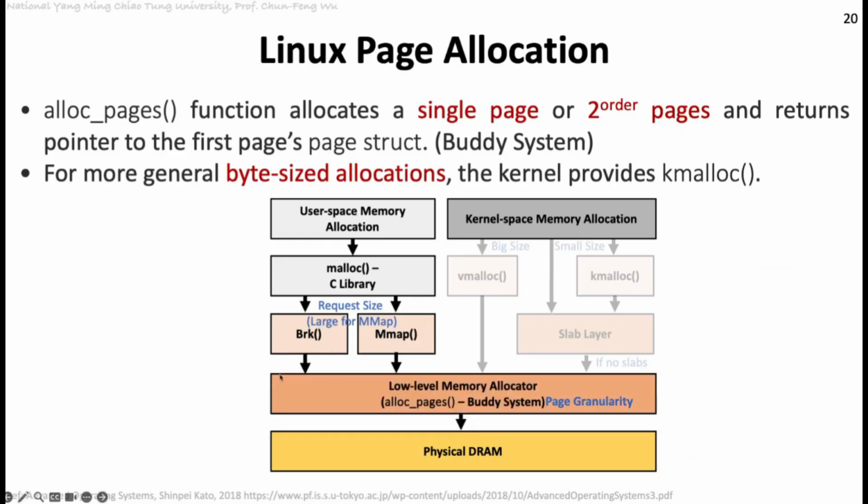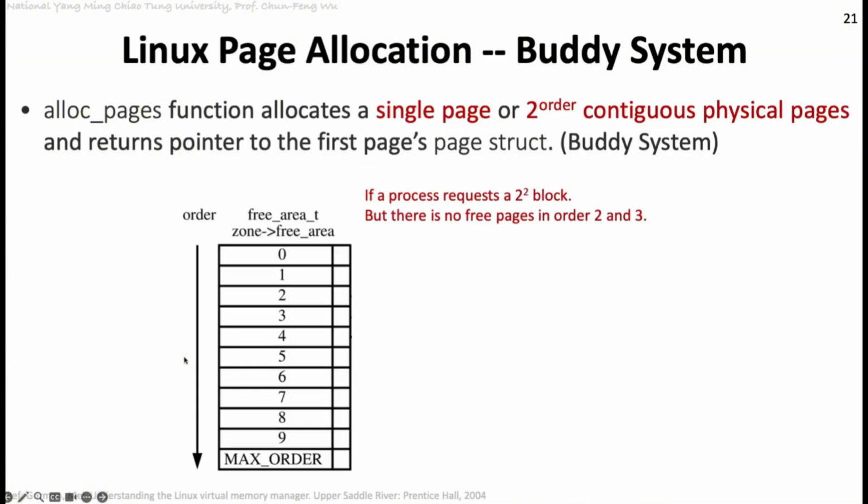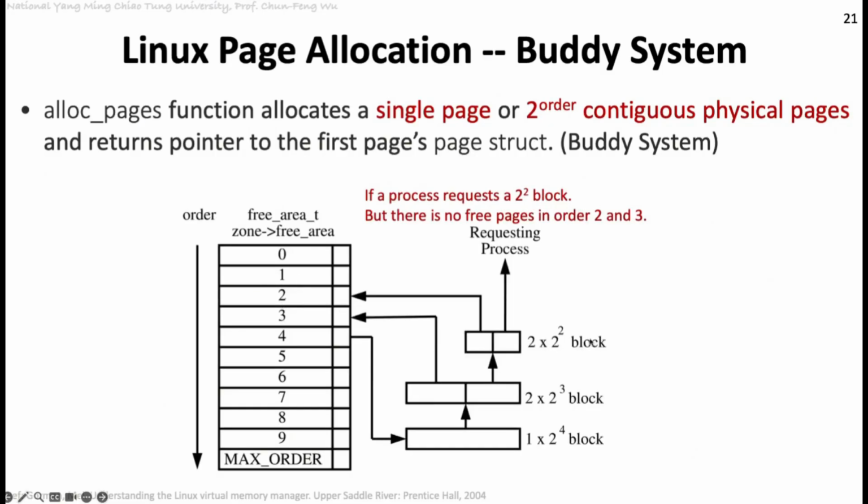So let me focus on the allocation pages now. There is a list here, and let's directly look at an example. If a process requests 2 to the 2 blocks, you can think of it as a process needing 4 pages, but there are no free pages in order 2 and order 3. The order means 0 is 2 to the 0, so 1, and 1 means 2 to the 1, then 2 to the 2, 2 to the 3. So for each block, it means each 4 kilobyte page.